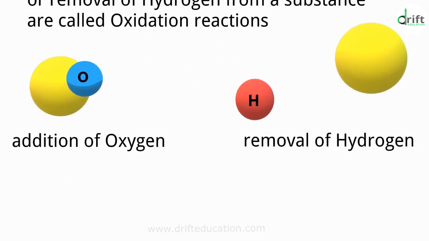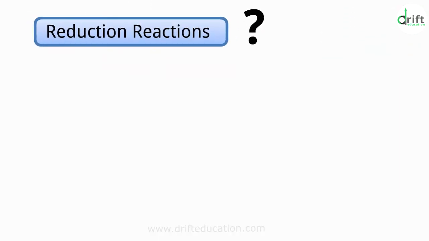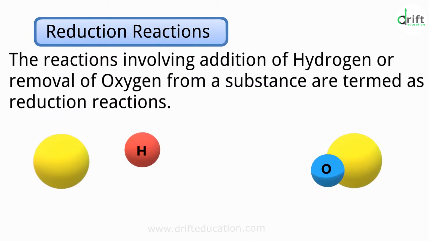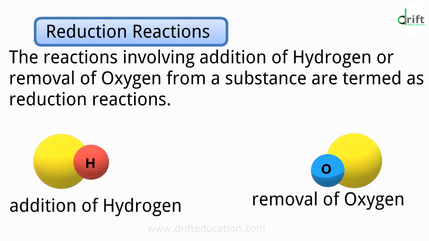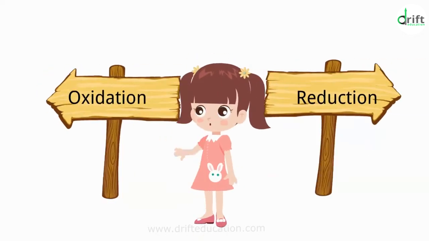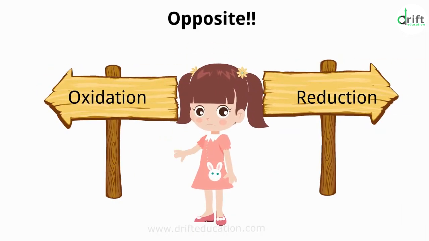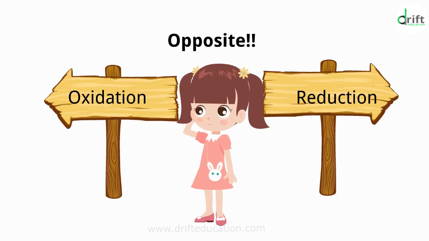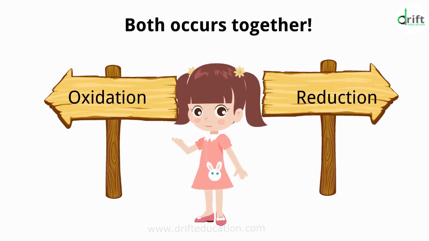And what are reduction reactions? Give it a thought. Okay, let me help you. The reactions involving addition of hydrogen or removal of oxygen from a substance are termed as reduction reactions. It is easy, right? Please note here, the process of oxidation is just the opposite of the process of reduction. Again, interestingly, oxidation and reduction reactions always occur together.